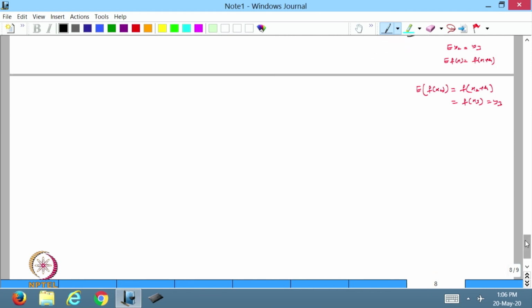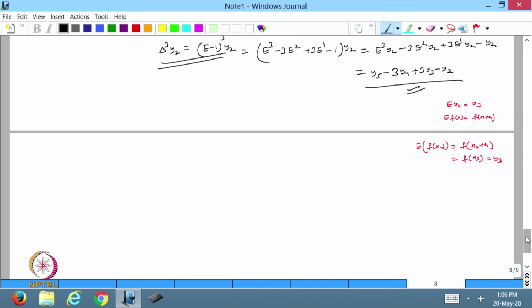Similarly, I can apply various methods, like finding del cube or del 4 on the given function when the data is given to me. Maybe we can discuss this in the next lecture. So, we will stop here today.